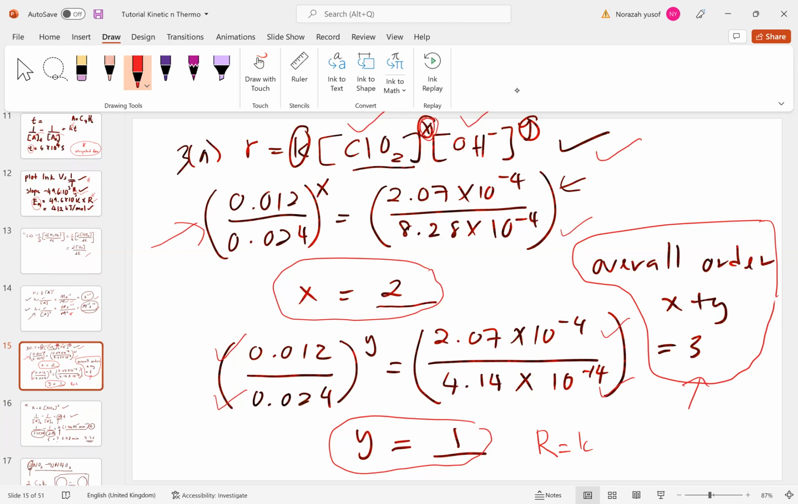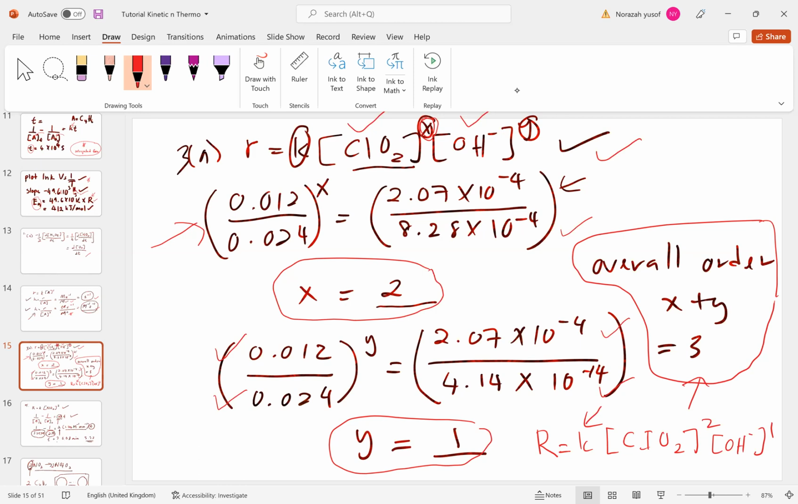What is the rate law expression? The order with respect to each: ClO2 is 2, OH minus is 1. So you have to use the same steps just like the tutorial just now. You have to find the value of k, then the rate law expression is complete. How to find k? Like before.